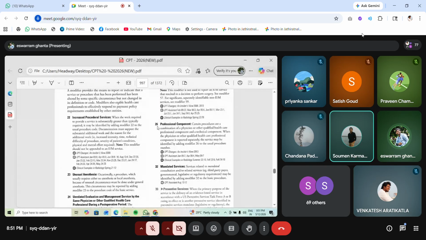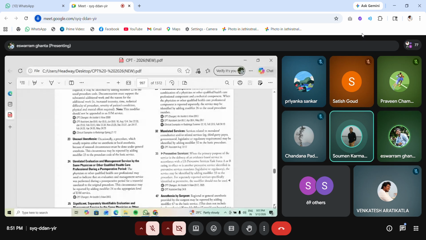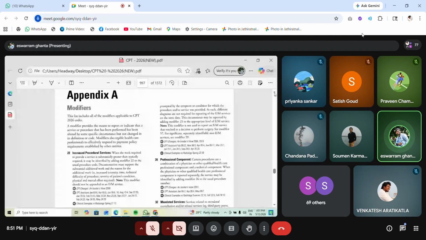Okay, sir. Actually, when we use 26, no need to use the TC, because the technical component is bundled. The options may come like 26 plus TC, but that is exam specific. While I was writing my CPC and CCS examination, I observed this.